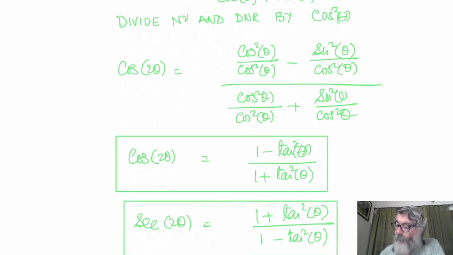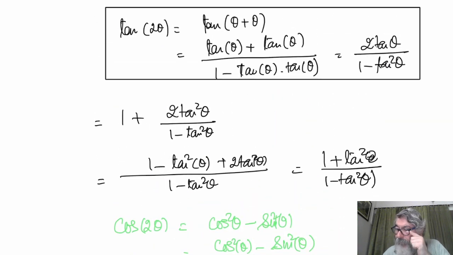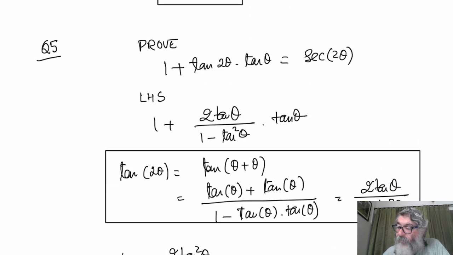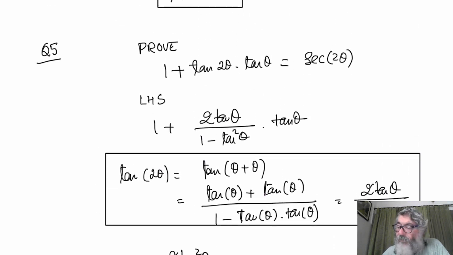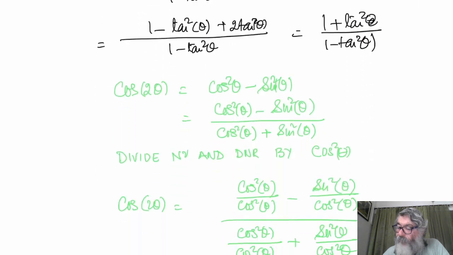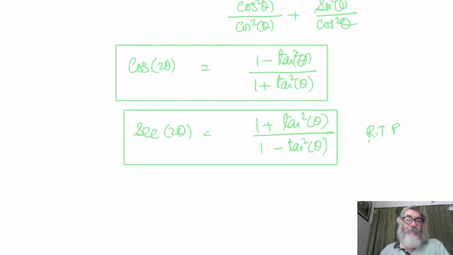Required to prove. This was required to prove: sec 2 theta equals 1 plus tan square theta upon 1 minus tan square theta. What did we have to prove? That this is equal to sec 2 theta. So we were able to prove sec 2 theta is this. Is that clear?